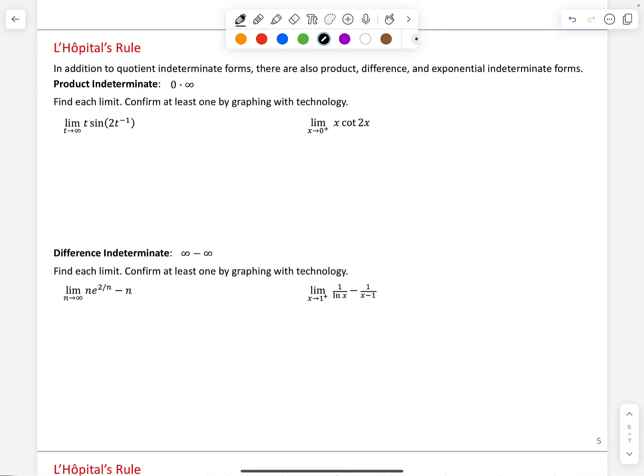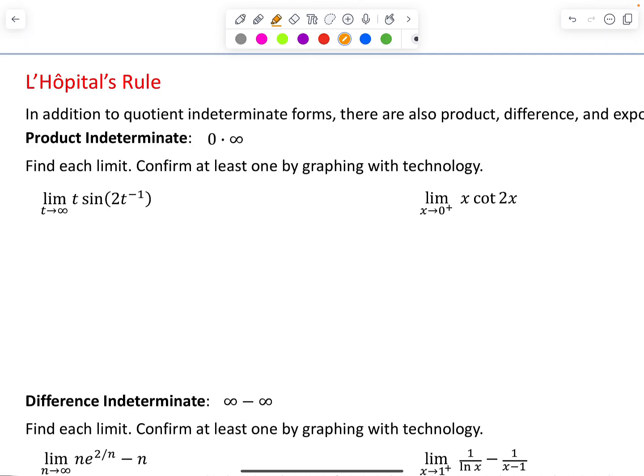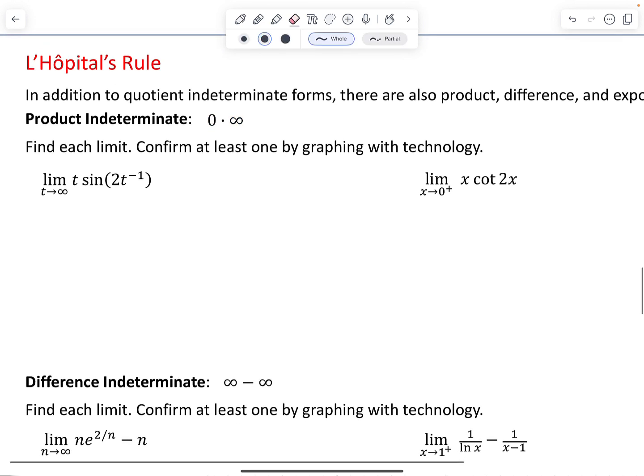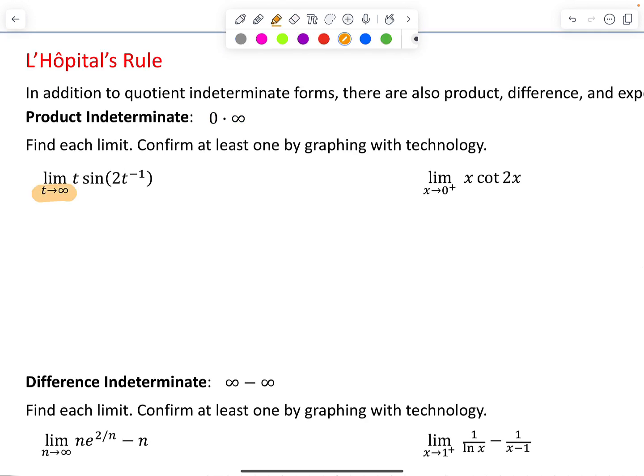Now, in addition to quotient indeterminate forms, there are also product, difference, and exponential indeterminate forms. We'll explore all of these, beginning with product indeterminate. If ever you have a limit of a product of functions that's approaching the form infinity times 0, or even negative infinity times 0, then this is an inconclusive result, and we need to analyze further to get the actual limit. So we have two examples of product indeterminates. The first example will be a limit at infinity, and the other example will do a one-sided limit as x approaches a finite number from the right.